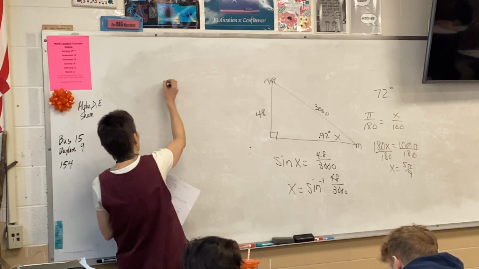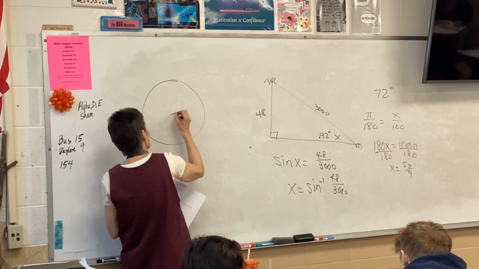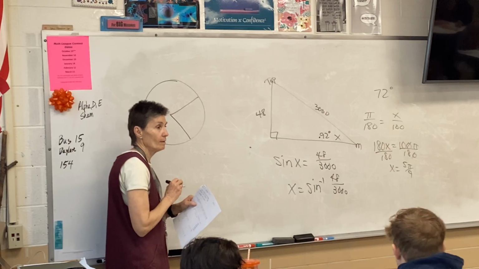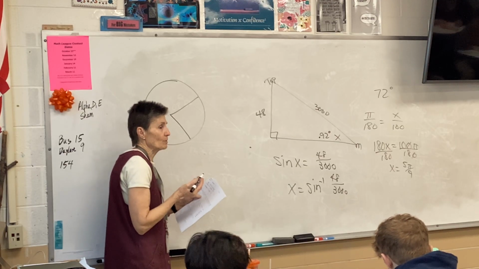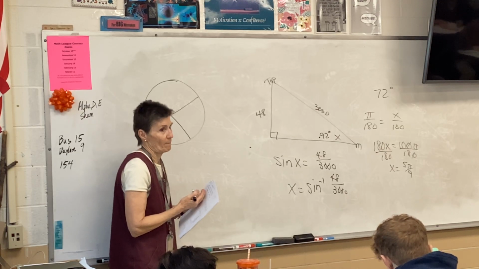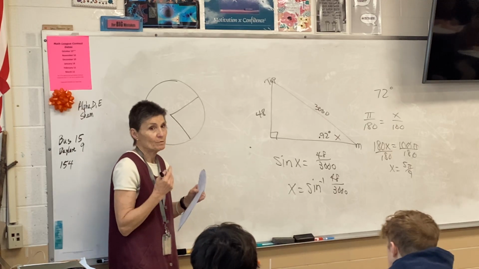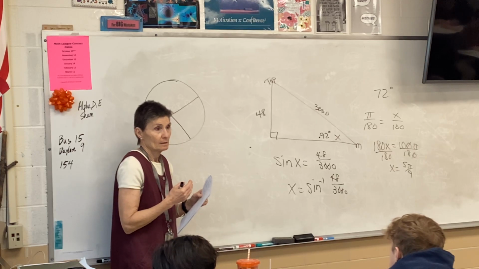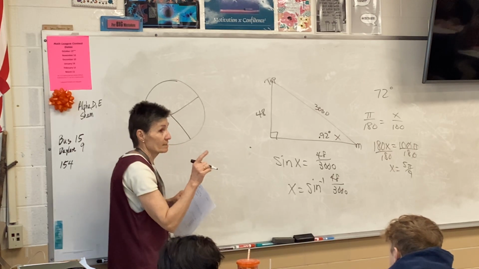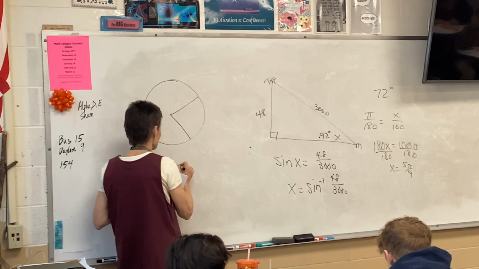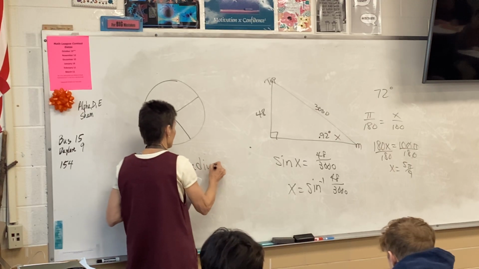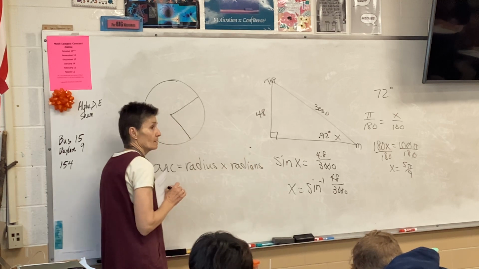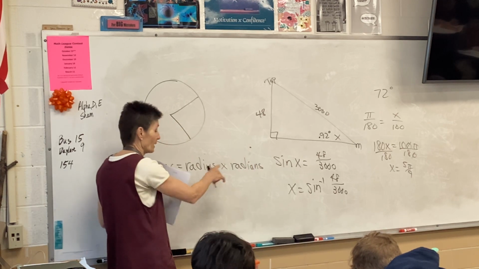Now we have our arc length problem. This is kind of the picture you're going to want to draw, although you don't need to draw a picture. What do you need to remember if it's an arc length problem? Arc equals radius times radians. You don't have to have a picture, but you do want to have that formula.